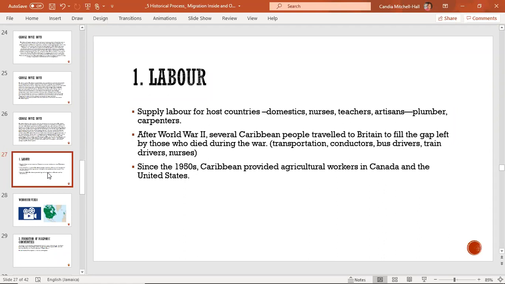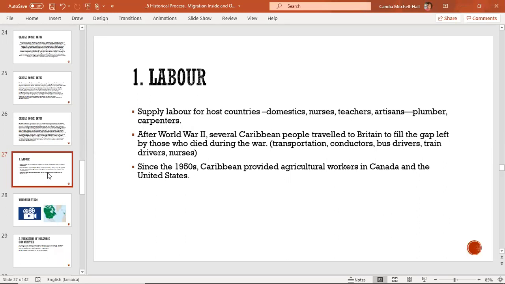They worked in the transportation sector. They worked as conductors, bus drivers, train drivers. And one of the most important contributions of Caribbean people in the UK is that the majority of our females there are actually nurses. They go there to work as nurses. And so we have contributed in terms of labor to these societies.